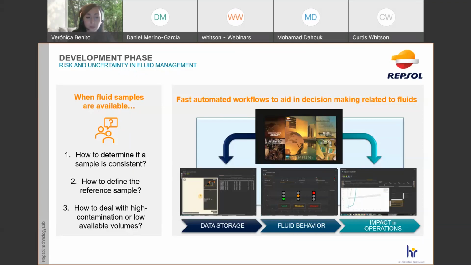The first one, how to determine if a sample is consistent or not. The second one, how to select the reference sample in order to use it for equation of state matching. And a third one, how to proceed if the samples are highly contaminated, for example, or if we have low sample volume. So again, we can apply fast automated workflows to help the engineers in the decision making related to fluid characterization, with this Neptune fluid data suite, as Daniel commented before.